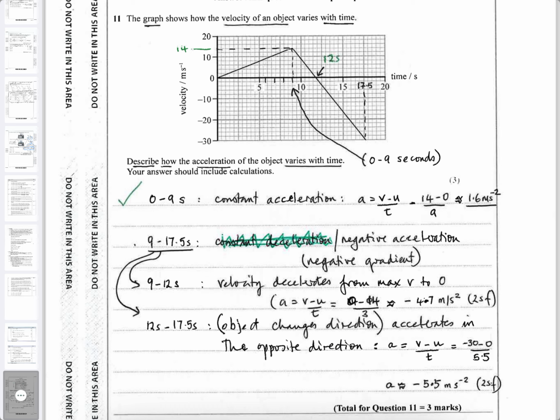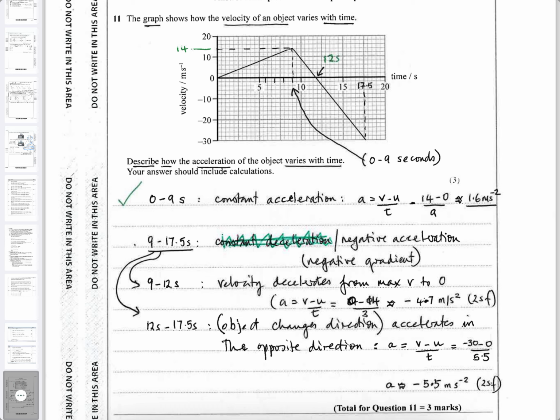And if you go back to the mark scheme, you'll see that they'll probably accept a range of values there. But from 9 seconds to 17.5 seconds, there's a negative gradient, yeah? And the negative gradient means that there is a negative acceleration, so it's against the motion that it has at 9 seconds. At first I put constant deceleration, but in fact, it only decelerates to 0, and then it accelerates in the opposite direction, if you like.